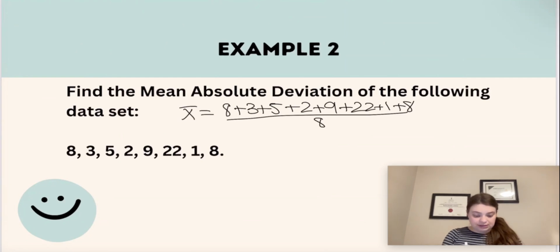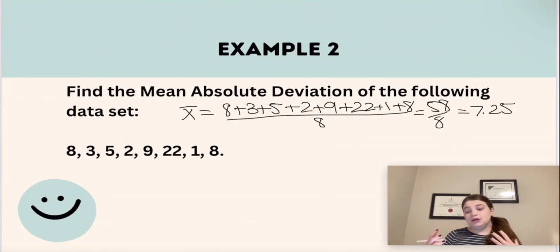So I'm going to add all those up. Let's do it. 8 plus 3 plus 5 plus 2 plus 9 plus 22 plus 1 plus 8 is 58. So that's going to be 58 divided by 8. And that is 7.25, which we can find from our calculator. Or we can say, well, we know that 8 times 7 is 56, so that leaves us with 7 and 2 eighths, and 2 eighths is 1/4 or 0.25. So we can also do it in our head that way too if we prefer.